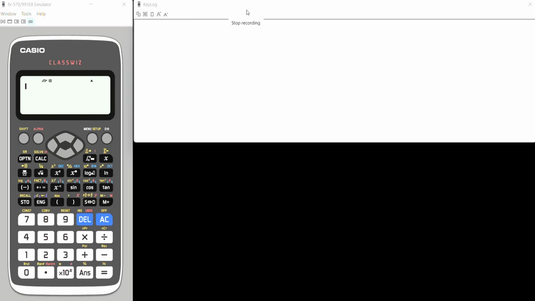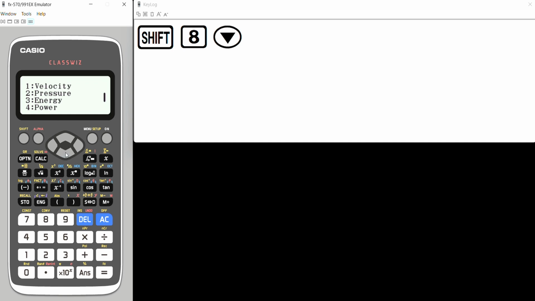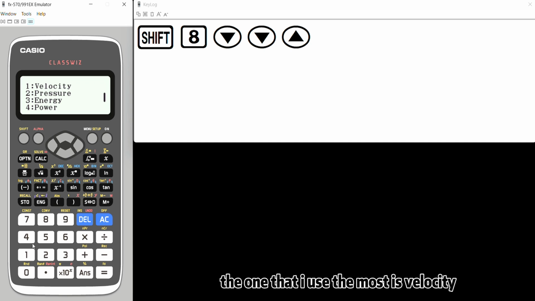Next up, I find this feature very useful for physics especially, and in the future I may need to use it for other stuff outside of IGCSE, but it's this convert button. So we start with shift and then 8. You can see convert above 8, and you'll find length, area, volume, mass, velocity, pressure, energy, power, and temperature. The one that's used the most is velocity.